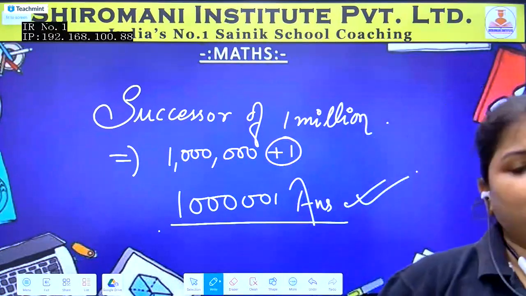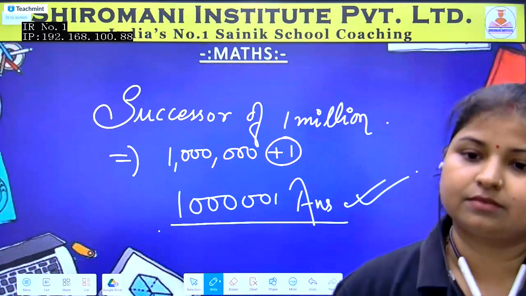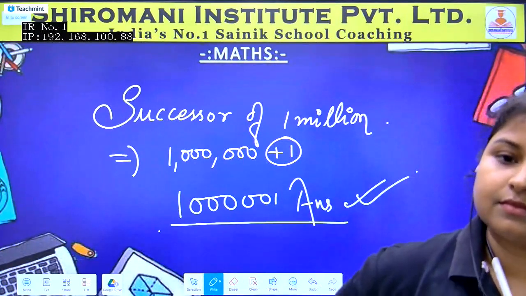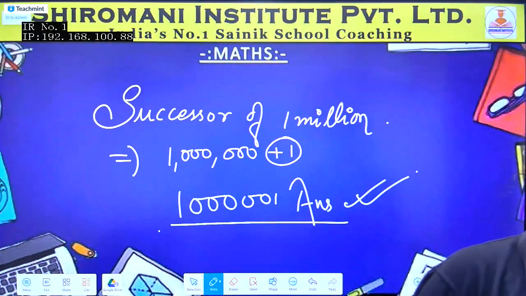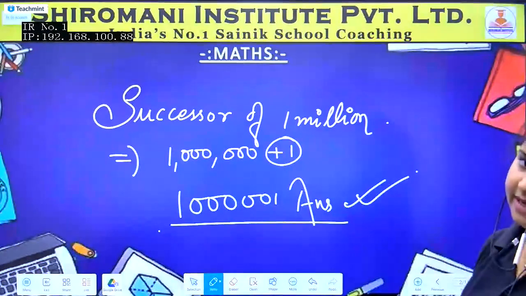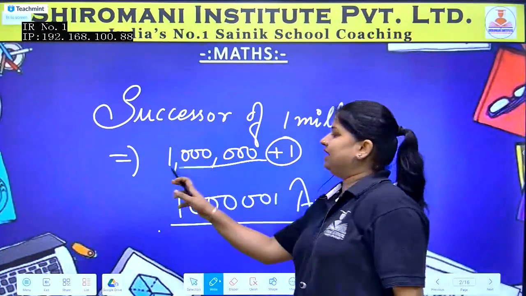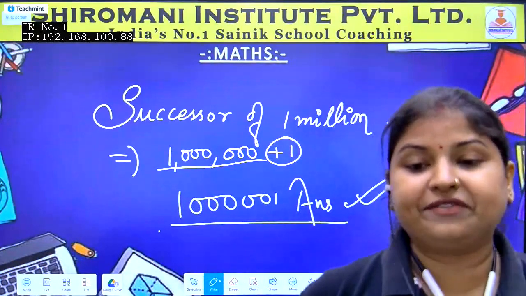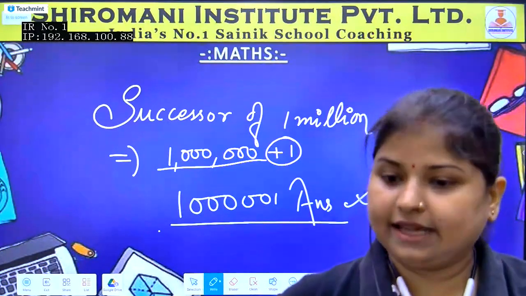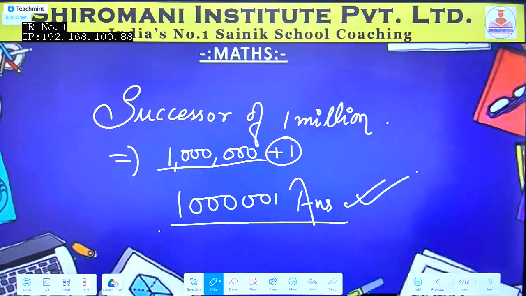Apart from that, I don't think there was any mistake. So this was about the test: how we have to find the successor of 1 million. Successor means plus 1. If 1 million is this, the successor will be 1, 5 times 0, and at the end, 1. Okay, and let's move ahead now.